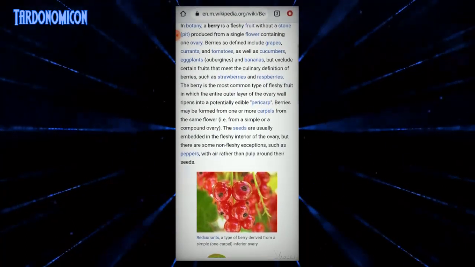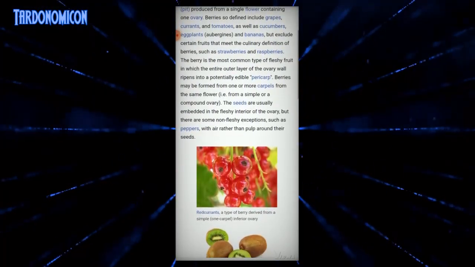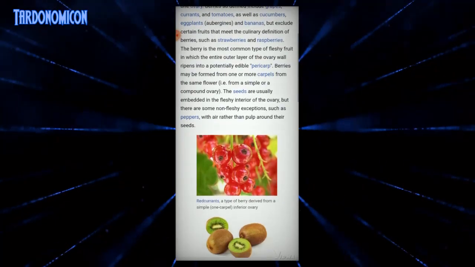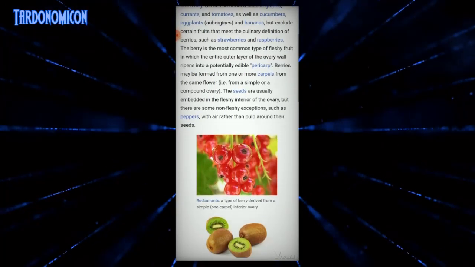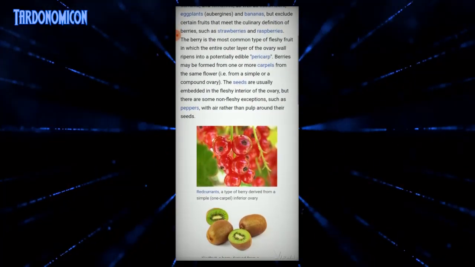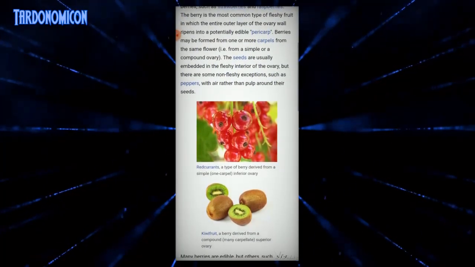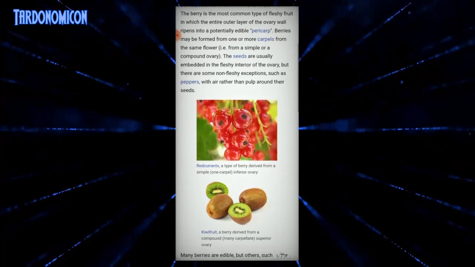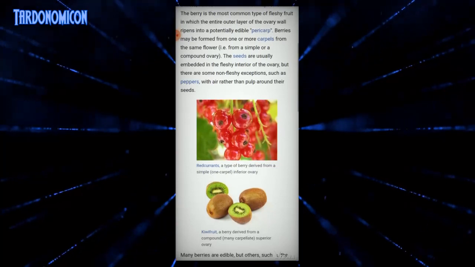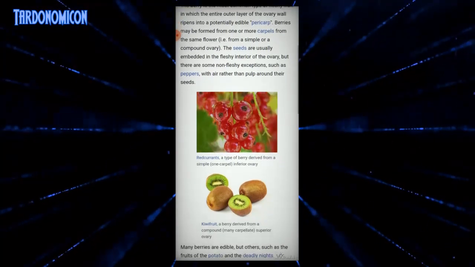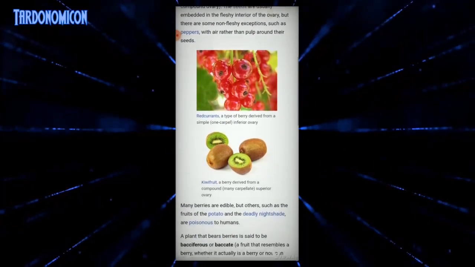The berry is the most common type of fleshy fruit in which the entire outer layer of the ovary wall ripens into a potentially edible pericarp. Berries may be formed from one or more carpels from the same flower. The seeds are usually embedded in the fleshy interior of the ovary, but there are some non-fleshy exceptions, such as peppers. Okay, so peppers would be a non-fleshy version of a berry with air rather than pulp around their seeds.